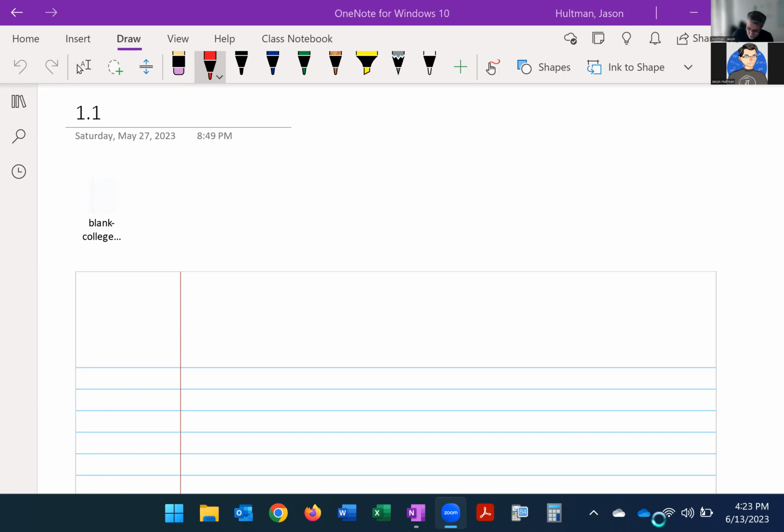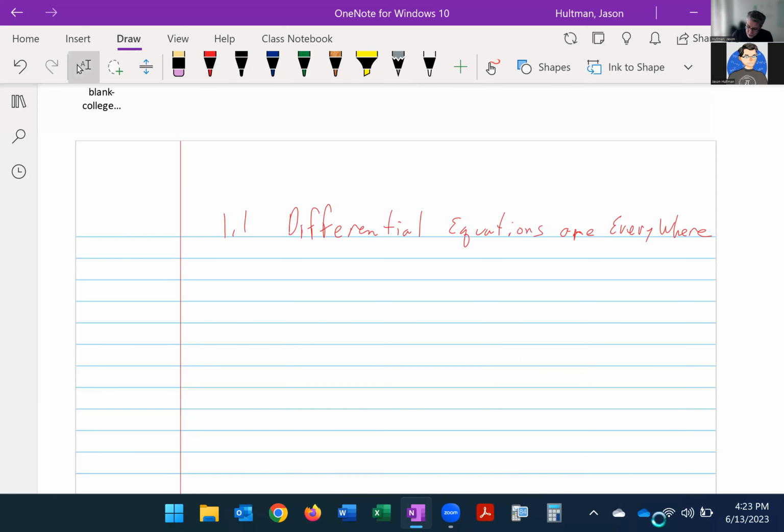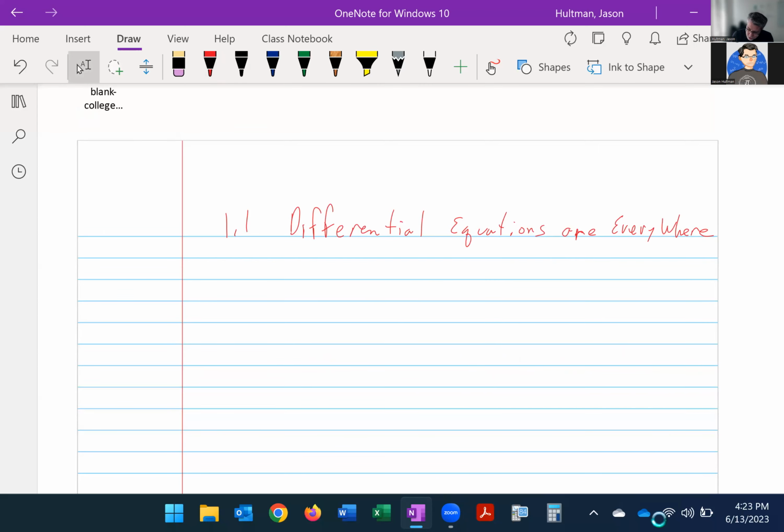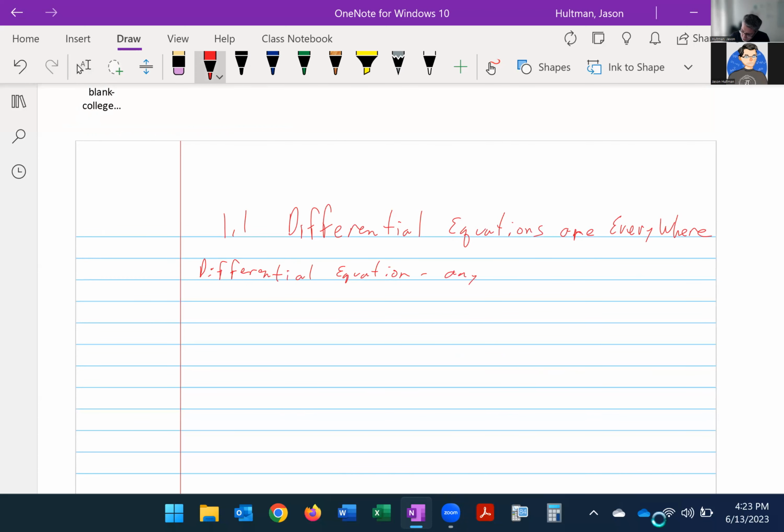Okay, 1.1. Differential equations are everywhere. What is a differential equation? A differential equation is any equation that involves one or more derivatives of an unknown function.